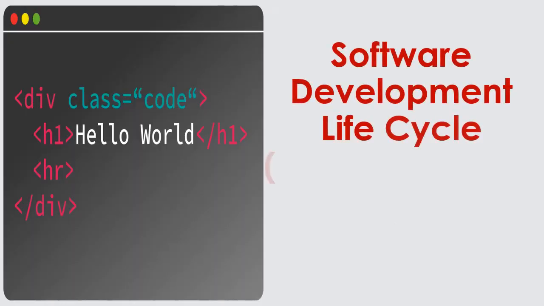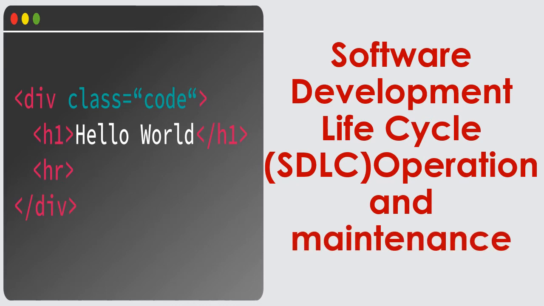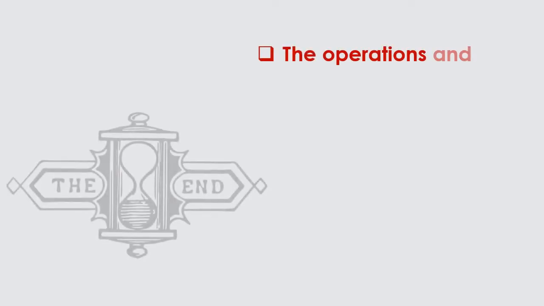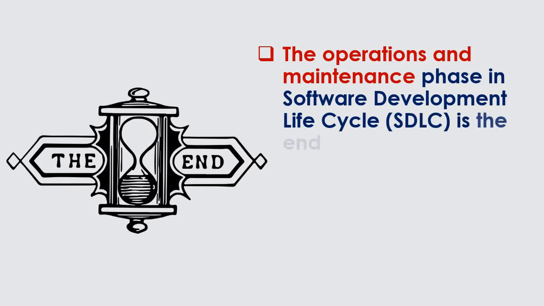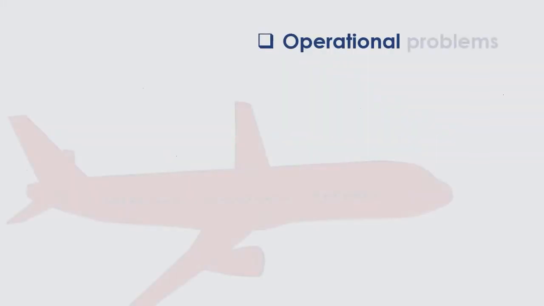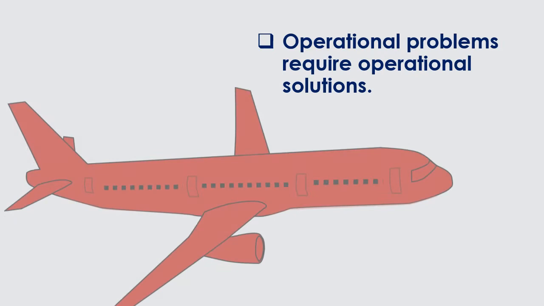Software Development Life Cycle, SDLC, Operation and Maintenance. The operations and maintenance phase in the software development life cycle, SDLC, is the end of the beginning. Operational problems require operational solutions.